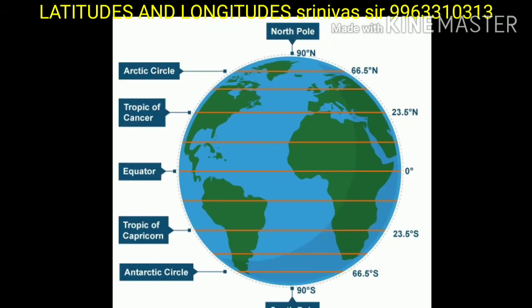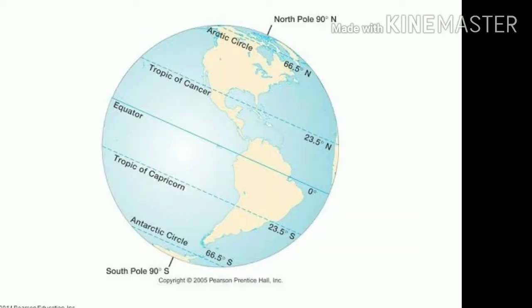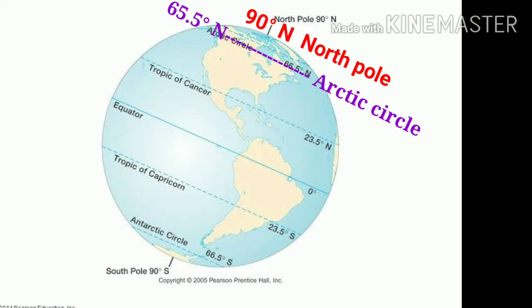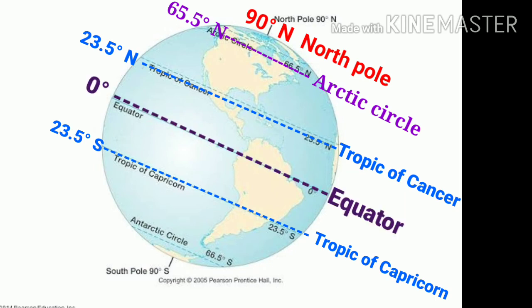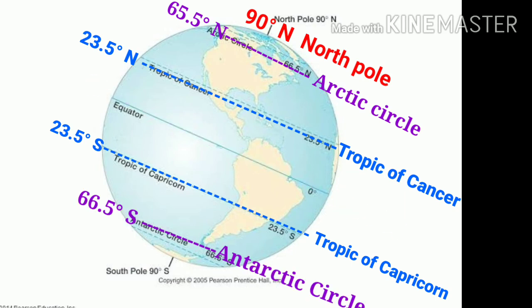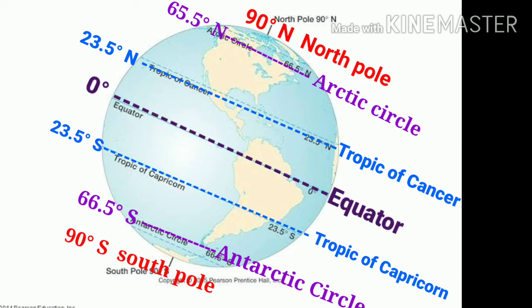The important latitudes are 90 degrees north latitude called North Pole, 66.5 degrees north latitude called Arctic Circle, 23.5 degrees north latitude Tropic of Cancer, 0 degrees latitude equator, 23.5 degrees south Tropic of Capricorn, 66.5 degrees south Antarctic Circle, 90 degrees south South Pole.